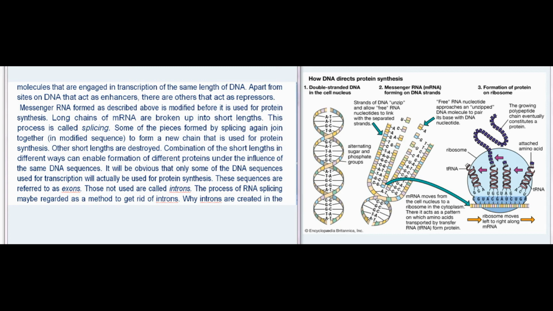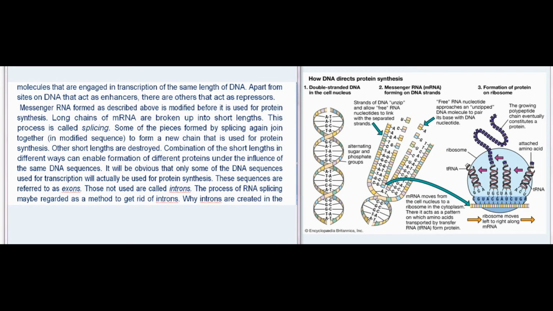Messenger RNA formed as described above is modified before it is used for protein synthesis. Long chains of mRNA are broken up into short lengths. This process is called splicing. Some of the pieces formed by splicing again join together, in modified sequence, to form a new chain that is used for protein synthesis. Other short lengths are destroyed. Combination of the short lengths in different ways can enable formation of different proteins under the influence of the same DNA sequences.